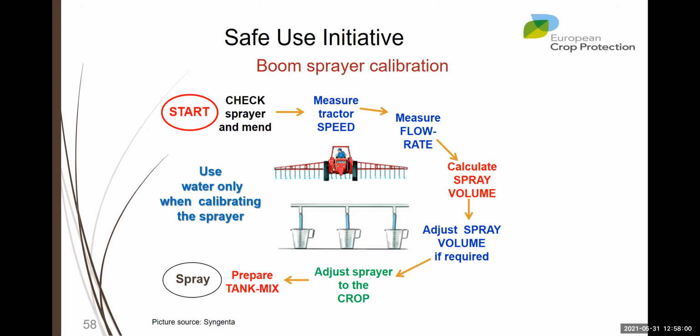Alright, untuk calibration, untuk pelampat ya, boleh tengok nota saya pun mungkin dah cukup, pelampat mungkin boleh tambah lah. Okay, untuk calibration boom sprayer, biasanya kita akan buat pemeriksaan dahulu. Untuk boom sprayer, kita measure tractor speed, flow rates dan spray calculation for the volume. And then kita adjust spray volume if required. Kalau kita ada valve dan sebagainya, kita adjust lah. And then kalau spray tips yang berubah, rosak dan sebagainya, kita boleh tukar ya.